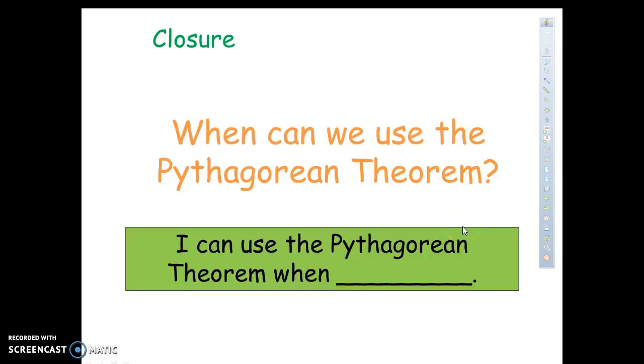But just for closure, when can we use the Pythagorean theorem? We can use the Pythagorean theorem when we have two pieces of information: it's a right triangle, and you need to know two sides. Alright, hopefully we accomplished our objective, which was to use the Pythagorean theorem to solve for missing sides of a right triangle.